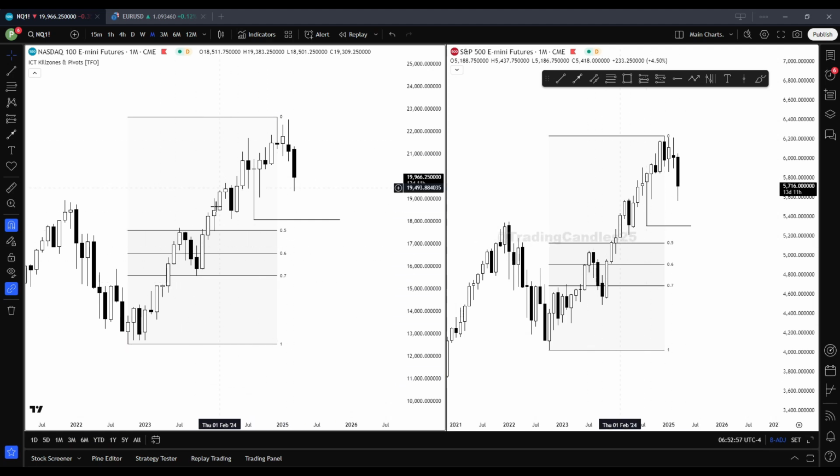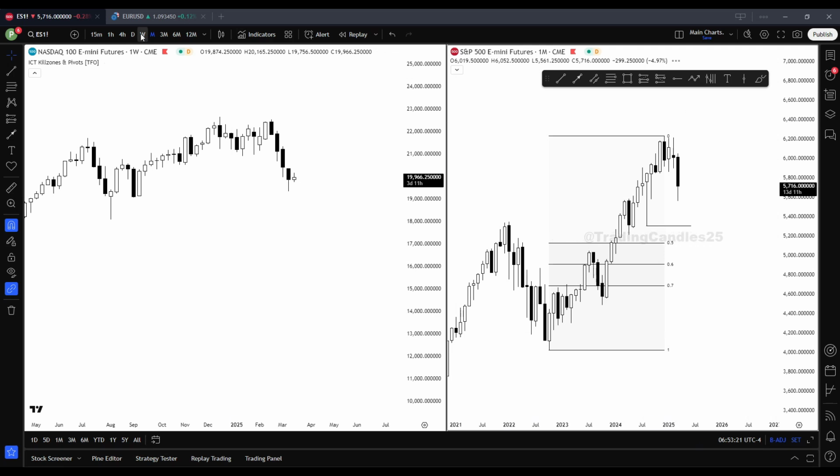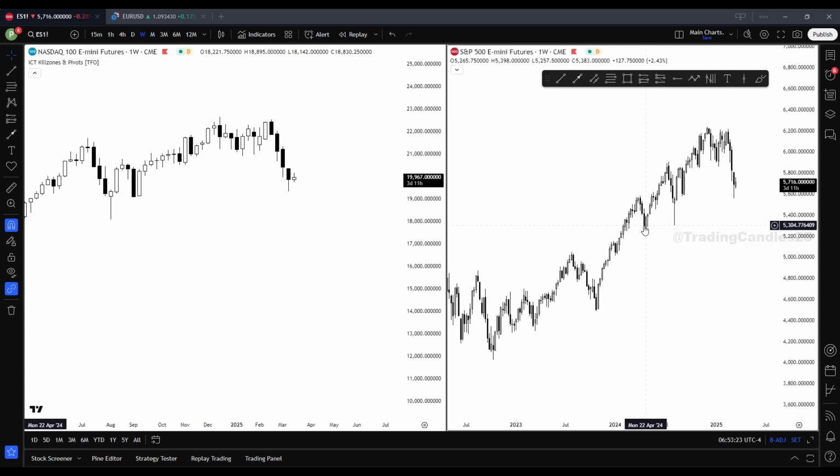But this is just the higher time frame analysis. This is the higher time frame long-term drawn liquidity. Now let's drop down to the weekly time frame and see if there's any short-term drawn liquidity that could potentially give us a conflicting view, or maybe add more confluence to this existing bias that we have on the monthly time frame. Let's look at the weekly time frame.